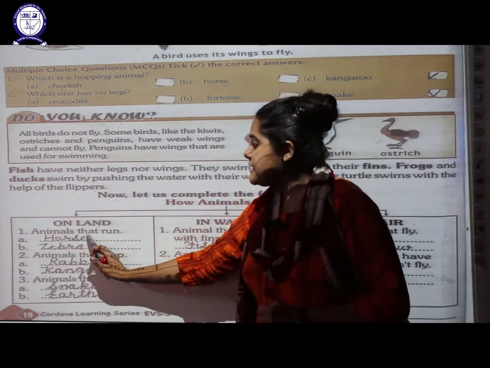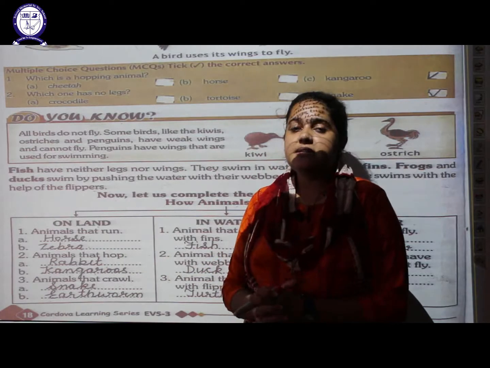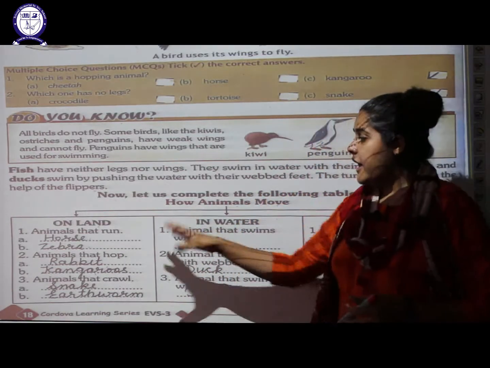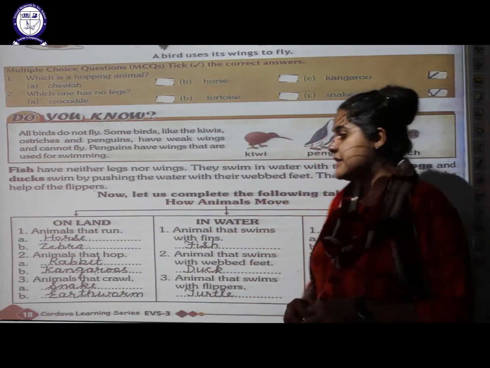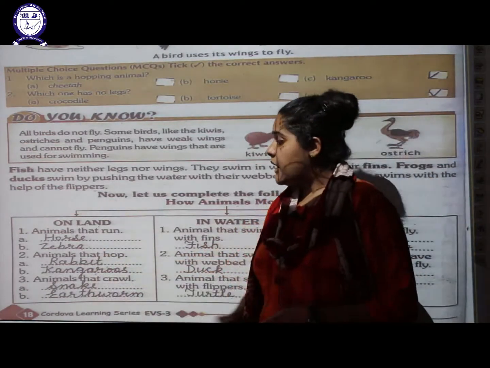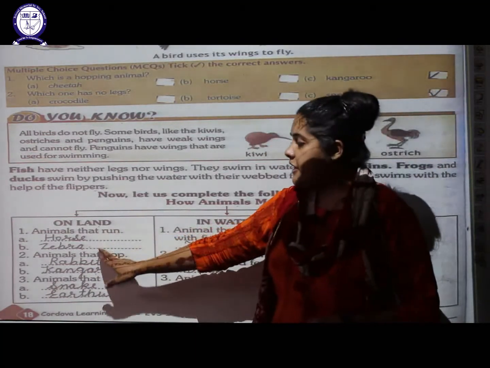Firstly, the animals that run. There are certain animals, as we have discussed previously, which can run very fast. The examples are horse, zebra and cheetah. You have to write any two of them here.